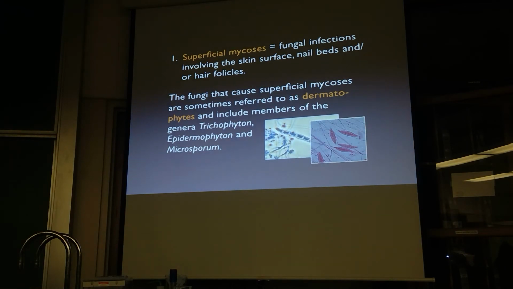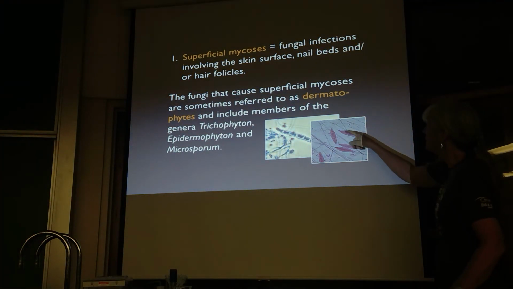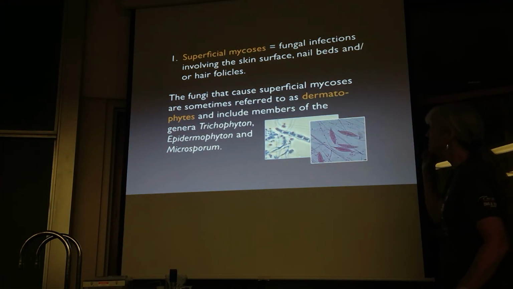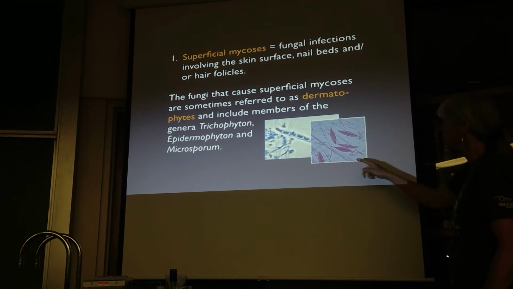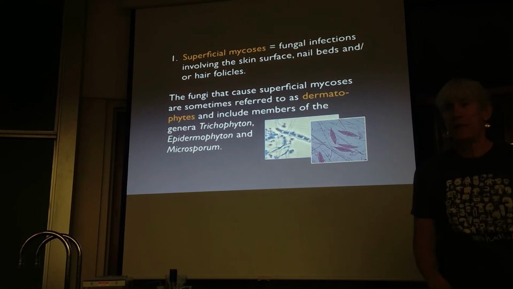Here you can see some reproductive structures. These things produce what are called macroconidia. Again, they look like fragments to me, but they also produce microconidia, these little things here, and these are more like buds. They have a tremendous reproductive potential.